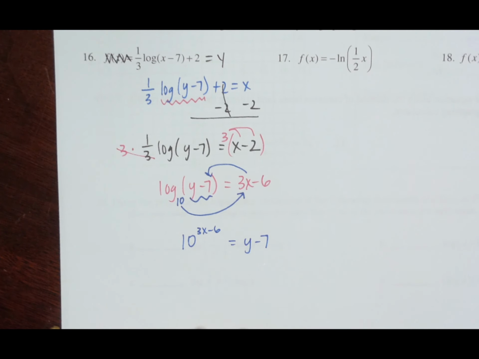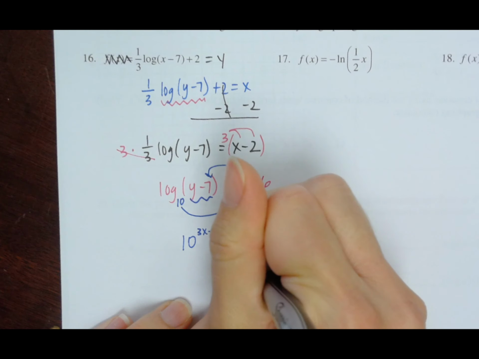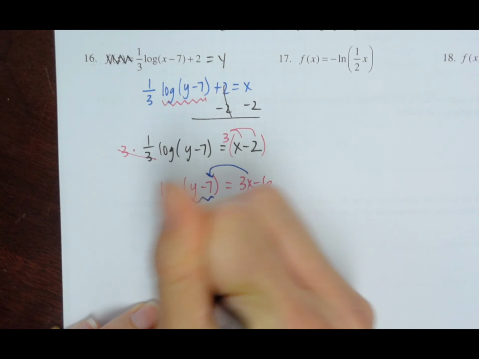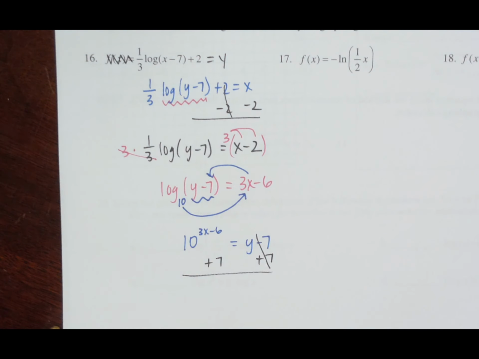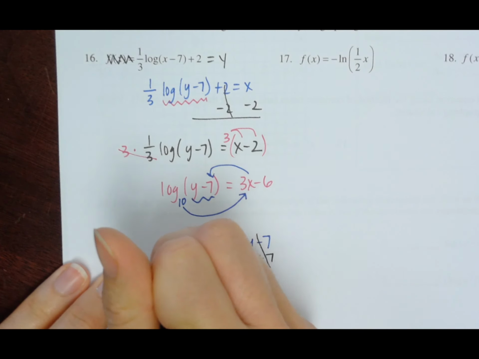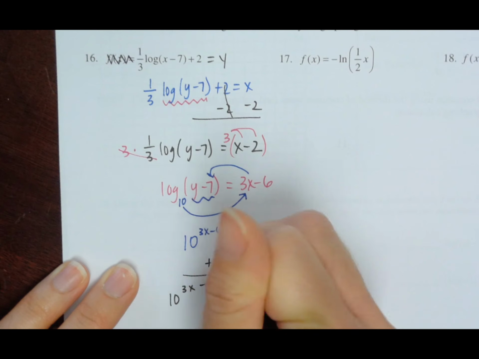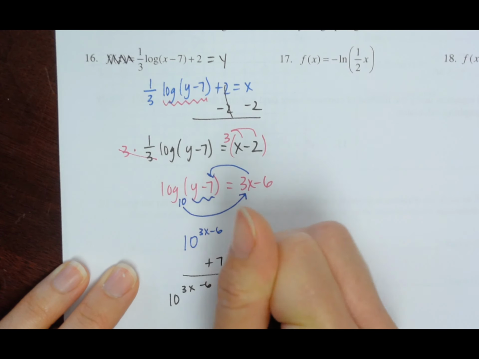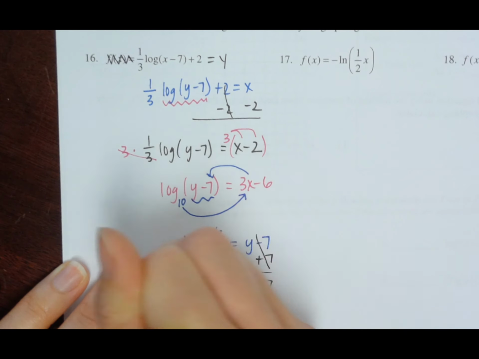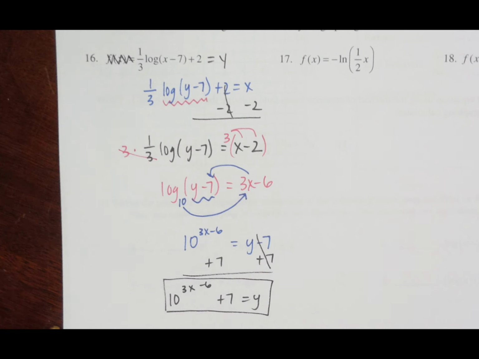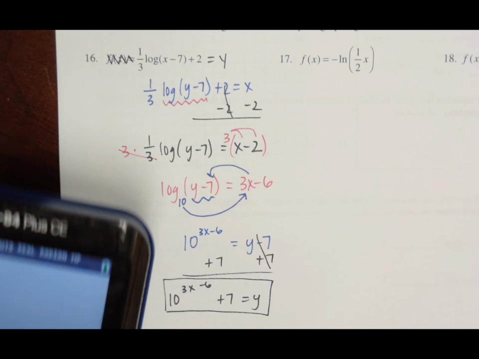And now that that y is out of the logarithm, you can work on this 7. So you need to get that 7 over to the other side, so I'm simply going to add it over. And so your exponential function is 10 to the 3x minus 6, plus 7, is equal to y. Now the instructions here say use your graphing calculator to confirm that the functions are inverses. So I'm going to show you how to do that here on a TI-84.